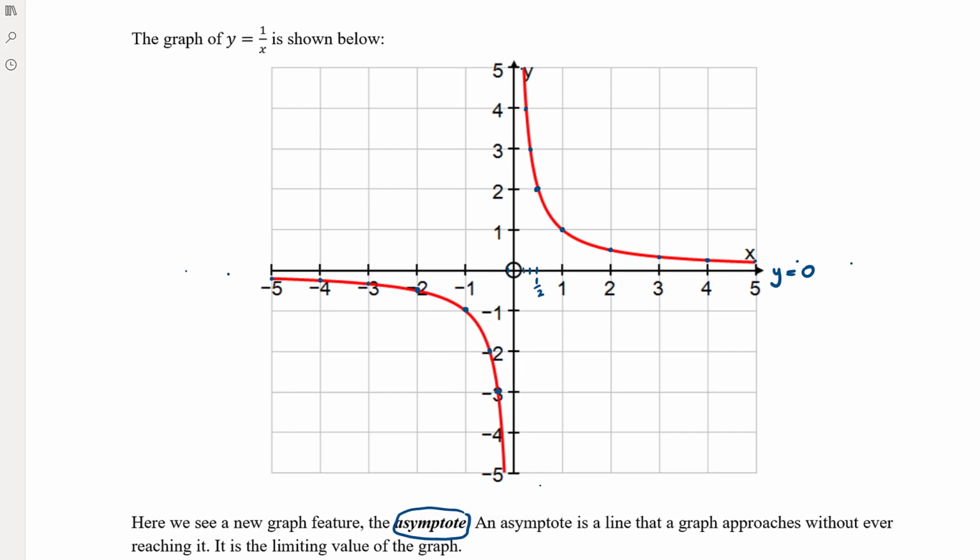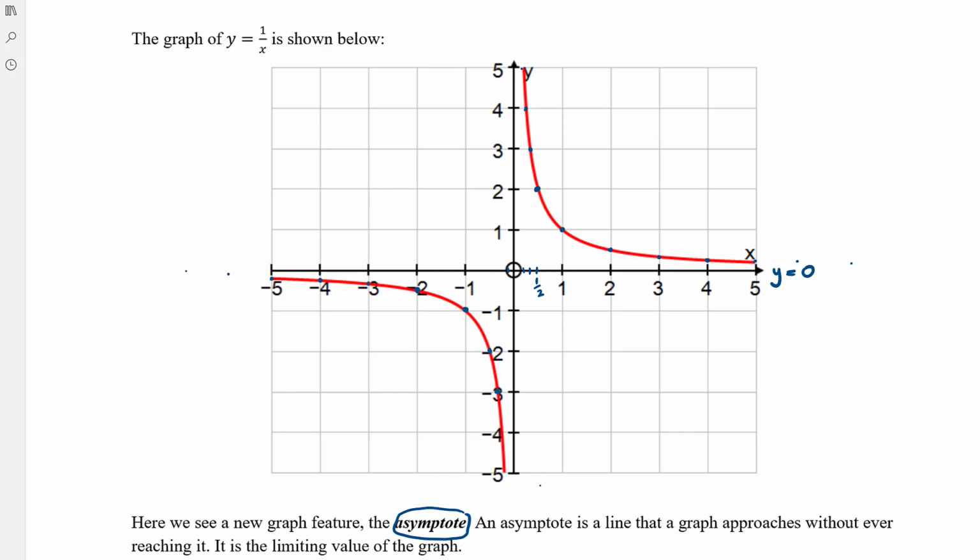So the graph gets more and more negative as x gets closer and closer to 0 from below, and more and more positive as x gets closer and closer to 0 from above. Okay, so we get this divergent behaviour where the graph heads off in two different directions. At x equals 0, the graph doesn't exist.